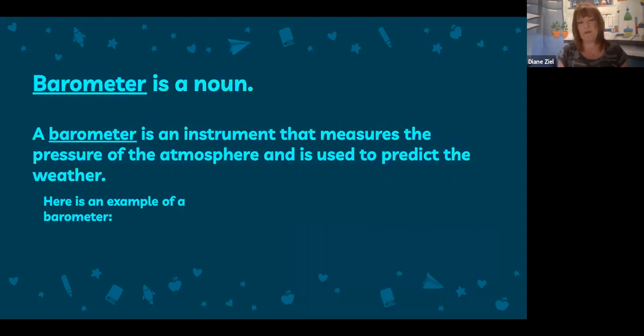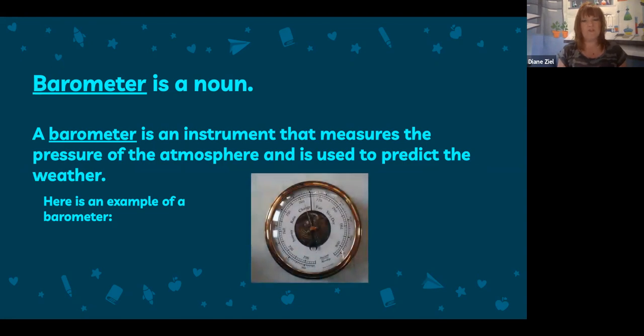And finally, barometer. Barometer is a weather technology, and it is a noun. A barometer is an instrument that measures the pressure of the atmosphere and that is used to predict weather. Meteorologists still use it every day today. Here is an example of a barometer. So this is an old-fashioned type of dial barometer. Many meteorologists today use digital barometers. So the barometer has evolved over time, but it's still one of the most important weather technologies used today.